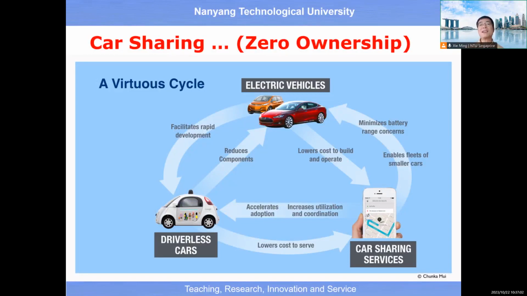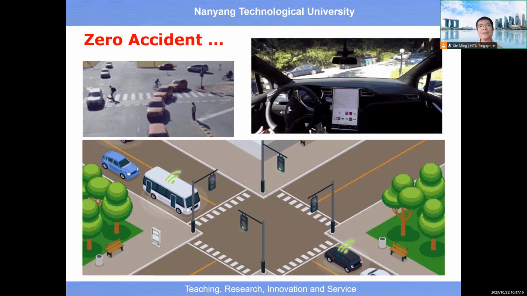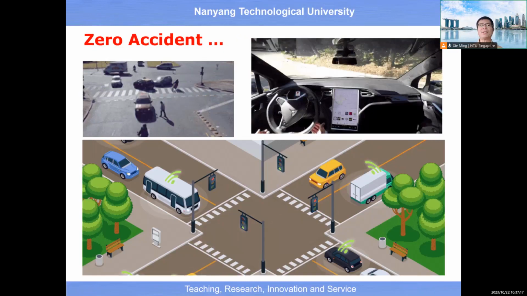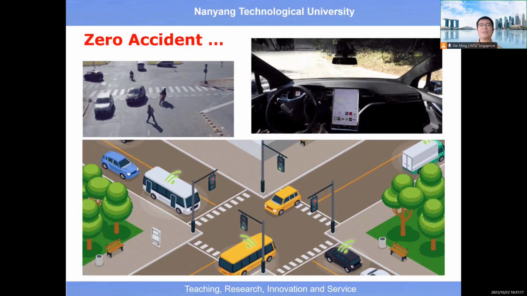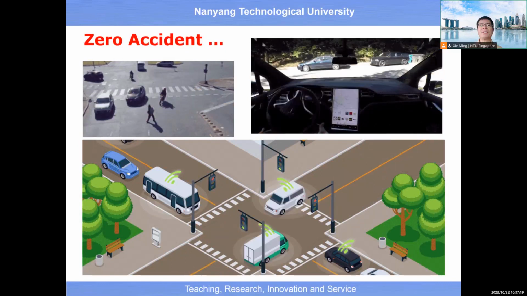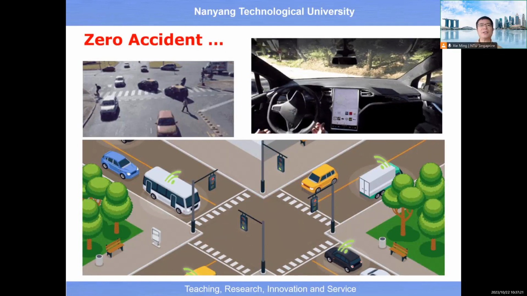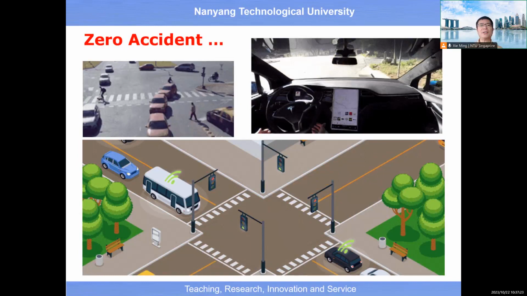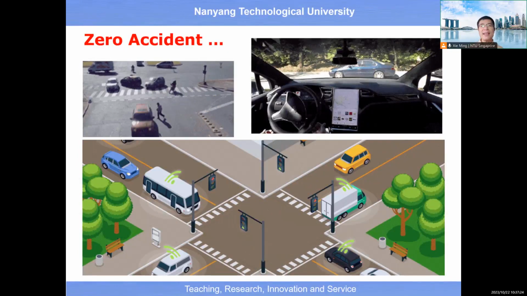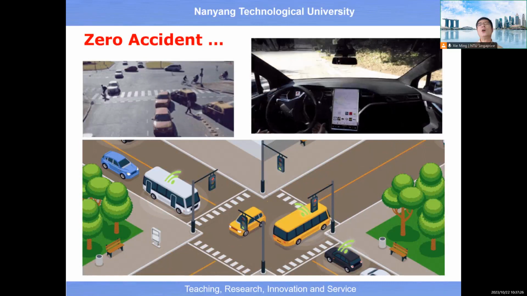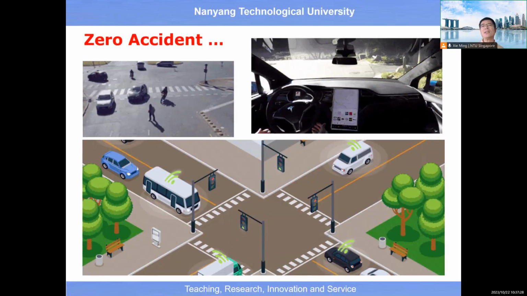Because vehicles could cause accidents. Then how to achieve zero accident? Okay, that should be a very, very interesting objective for us to reach or to achieve. This objective can only be achieved with the help of an AI system, right?